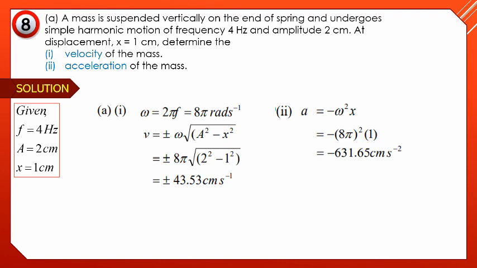For the acceleration of the mass, we use the equation for simple harmonic motion, a equal to negative omega squared x, and we get that a is equal to negative 631.65 cm per second squared.